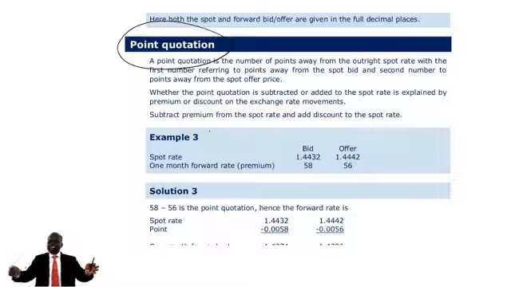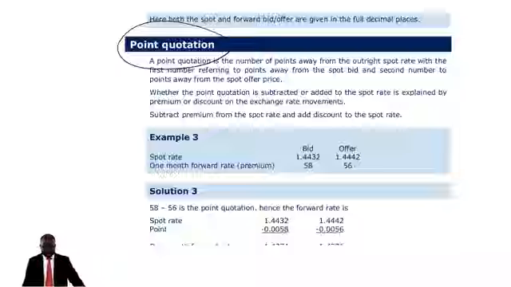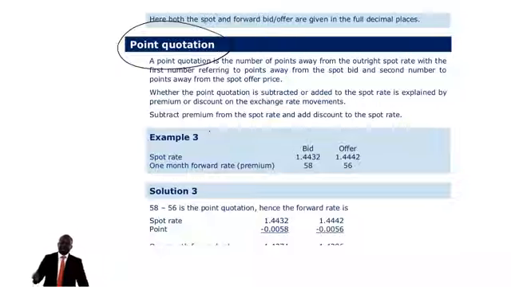So how will I get the outright? I need to either add the point to the spot rate, or deduct the point from the spot rate in order to get the forward outright, because that point given to me is the difference between the spot outright and the forward outright. So let's come here. In this example 3, this is the spot rate, bid and offer. 1 month forward rate, forget about the premium, I will bring you on that, which is 58 and then 56.